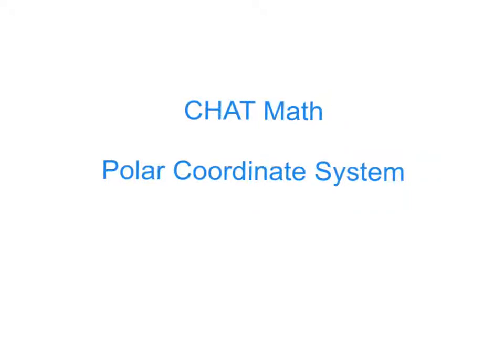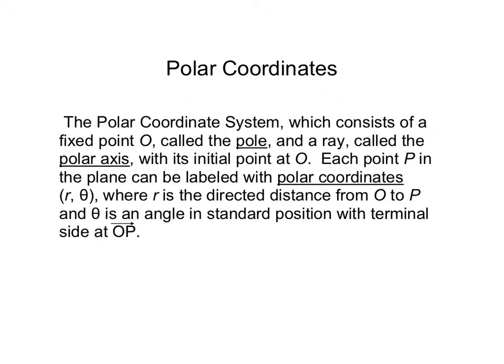Hi there, this video is going to go over an introduction of the polar coordinate system. In the polar coordinate system, instead of having an x-axis and y-axis like we do in the rectangular system, we have a pole, which is just a fixed point, and we have a ray, which we call the polar axis, and it has its initial point at the pole.